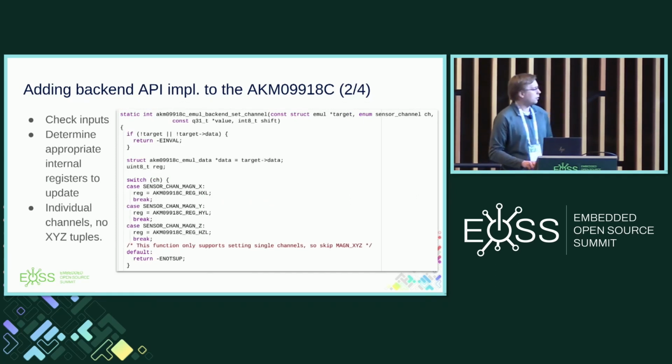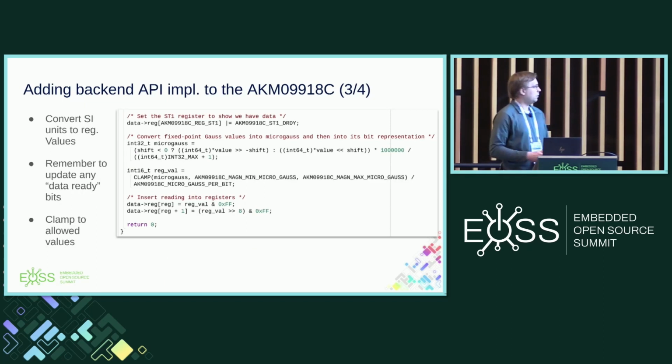All right, so let's take a look at the other function that we implement. This is the one that actually sets the channel. This is only half of it. So we just do some input validation to start off, make sure that we're only accepting values for channels that we support. So once again, we'll see the magnetometer X, Y, and Z. Otherwise, we return an error.